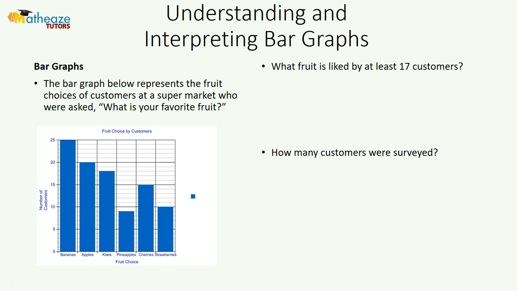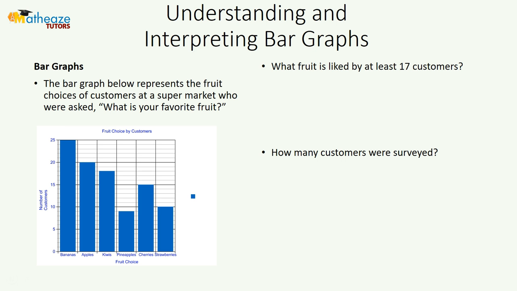The bar graph below represents the fruit choices of customers at the supermarket who were asked, "What is your favorite fruit?" Now, we can see this bar graph. It represents the responses of the customers, and based on the responses, we see what fruits they prefer, or that is their favorite fruit. So now let's look at some questions and see how we can answer from the bar graph.